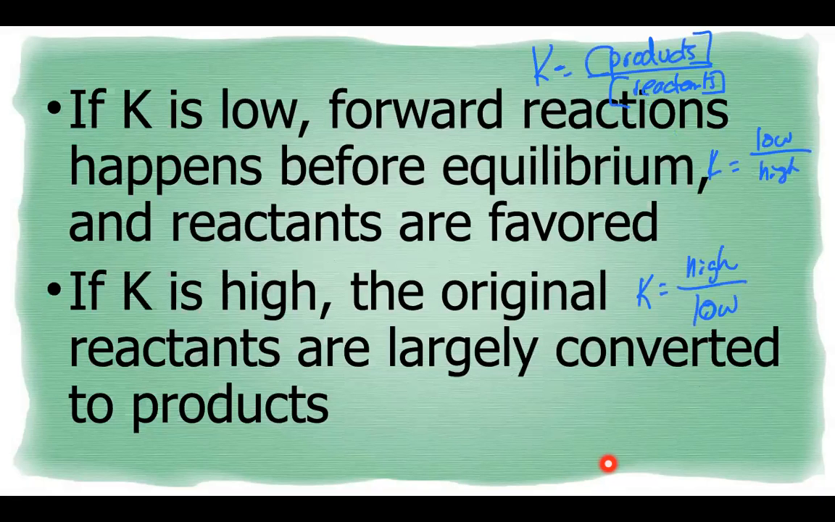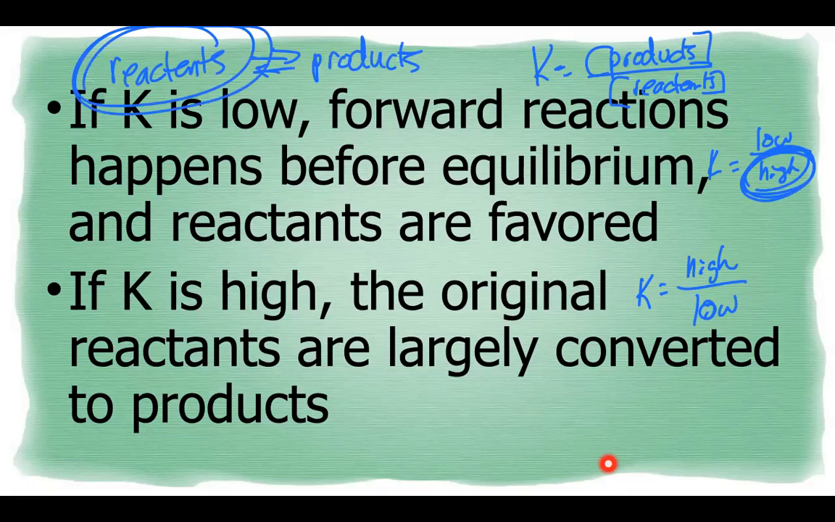If K is low, the forward reaction was favored before equilibrium. Sorry, I just did it again. I think it's the way that I worded this. I've got to go back and change this. If K is low, the reactants are more, which means the reverse reaction is favored because you have reactants and products. So if K is low, that means your reactants are at a higher concentration, which means I would draw my arrow for reverse longer because reverse is favored.